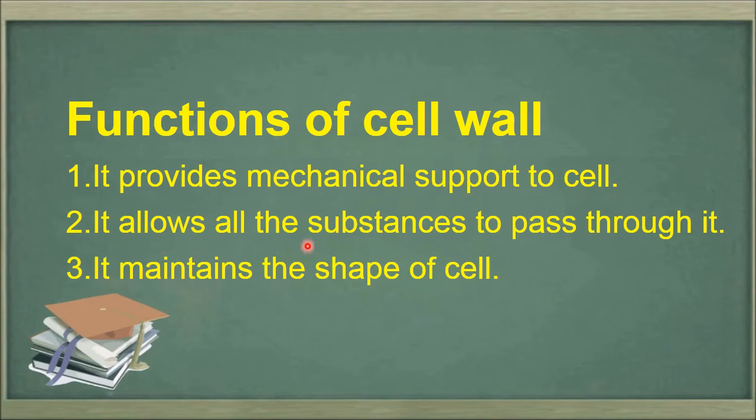Second, it allows all the substances to pass through it. As the cell membrane is selective, the cell wall is not selective like that. So the cell wall allows everything to go in and out. Third, it maintains the shape of the cell. So it helps in maintaining the shape of the cell.